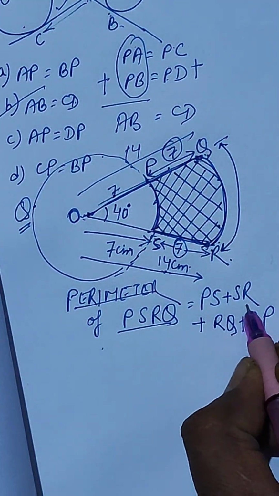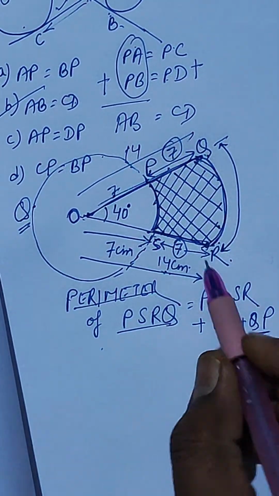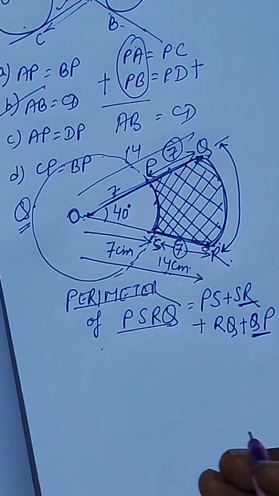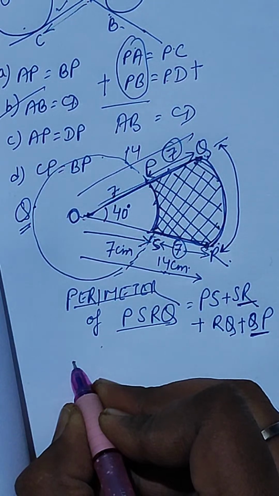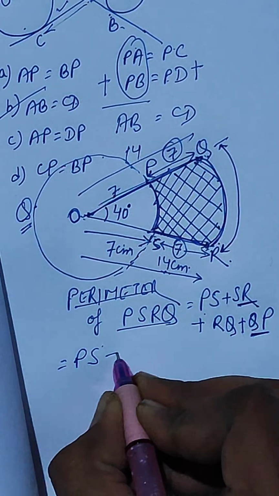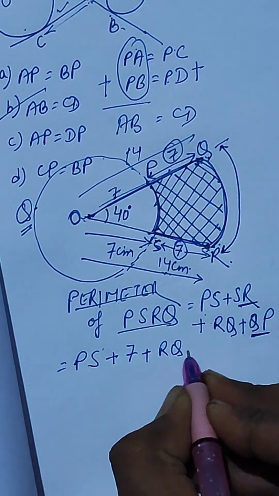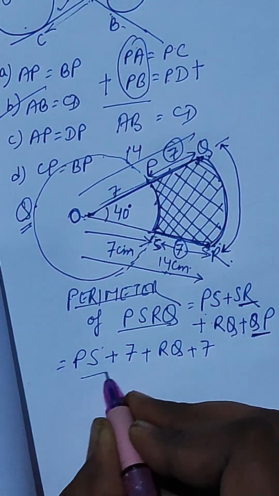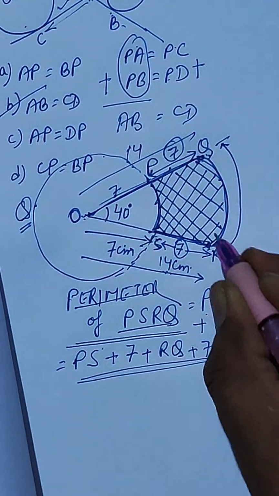So we can say that PQ, or QP, and SR is 7, right? So we can write the perimeter of PSRQ as PS plus 7 plus RQ plus 7. I am saying this for all these four, right? This will cover the perimeter of the given shaded area.